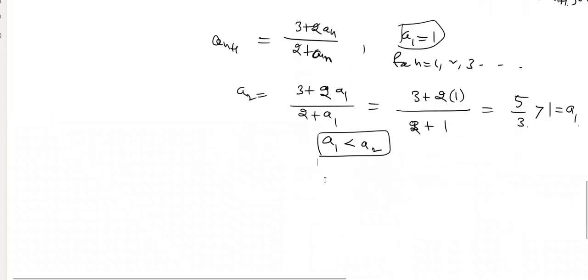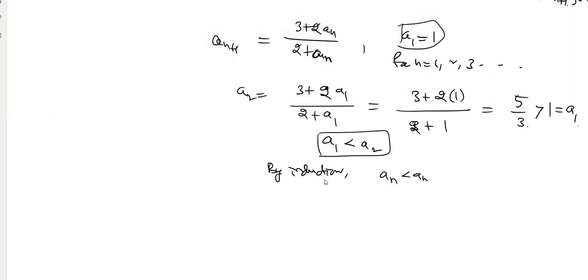So easily one can compute this by induction. I don't want to prove all the details. a_1 is already less than a_2. So by induction, automatically a_n is always less than a_{n+1} for every n. Therefore, this shows that a_n is a monotone increasing sequence by induction, right?